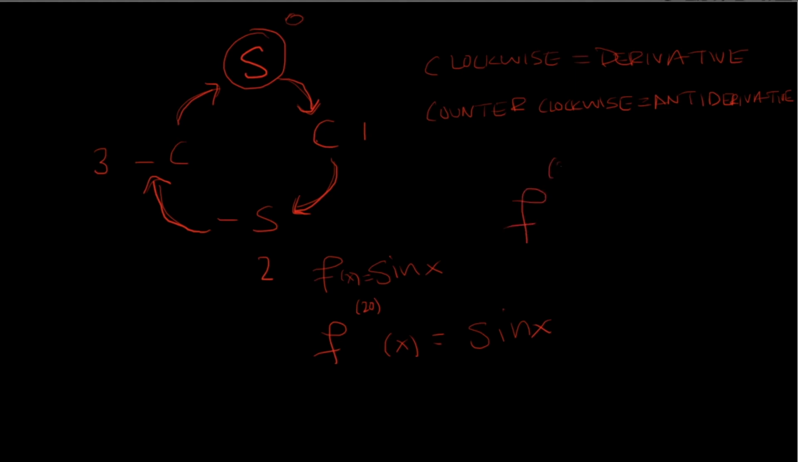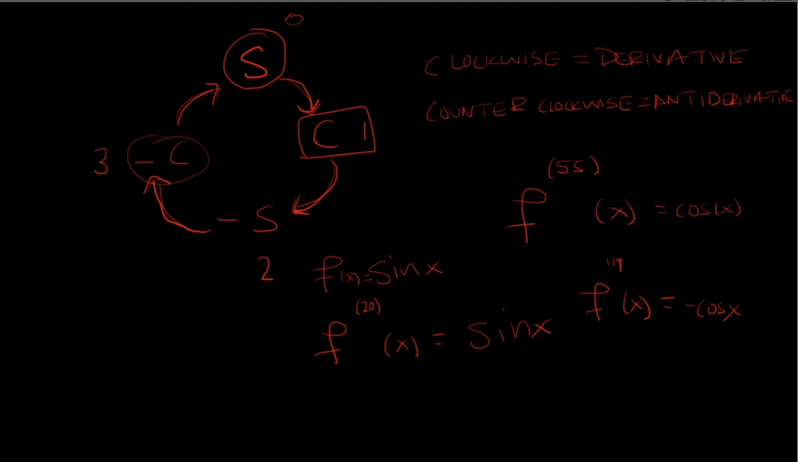Let's look at the 55th derivative. Well, if I divide this by 4, I get a remainder of 1. So 1 is cosine of x. Now if I looked at the 119th derivative of sine, well, I divide this by 4, I get a remainder of 3. So I go where the remainder is 3, and that's negative cosine. So this is what it is for sine.